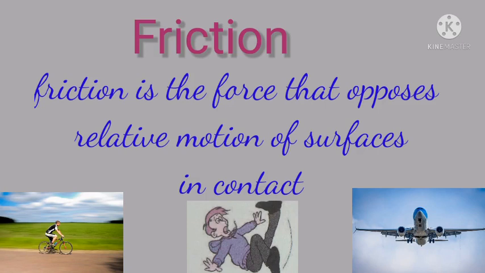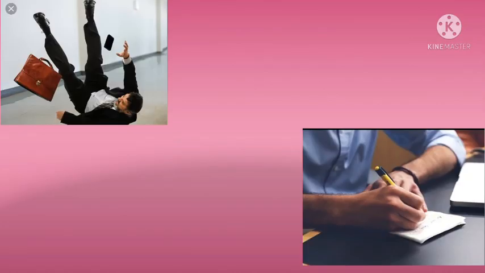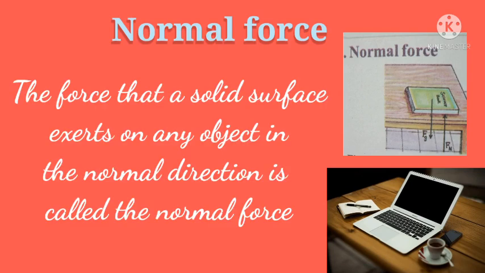Friction is the force that opposes relative motion of surfaces in contact. If there is no friction, there is no world. The force that a solid surface exerts on any object in the normal direction is called the normal force.